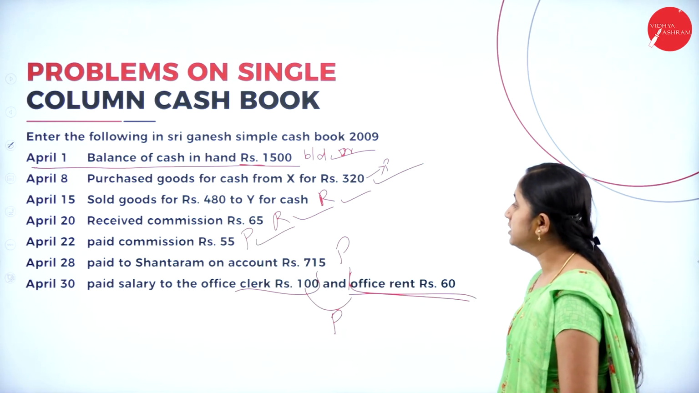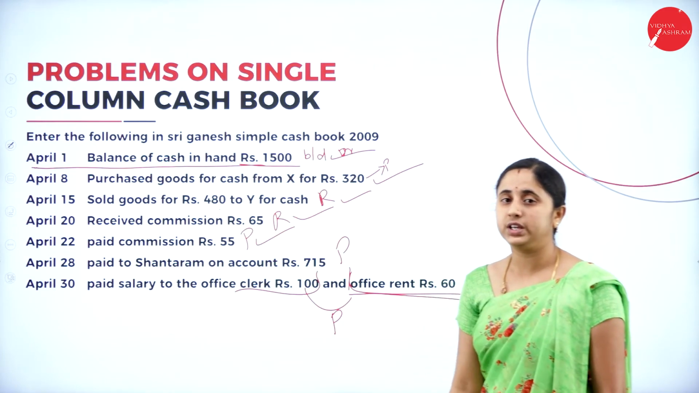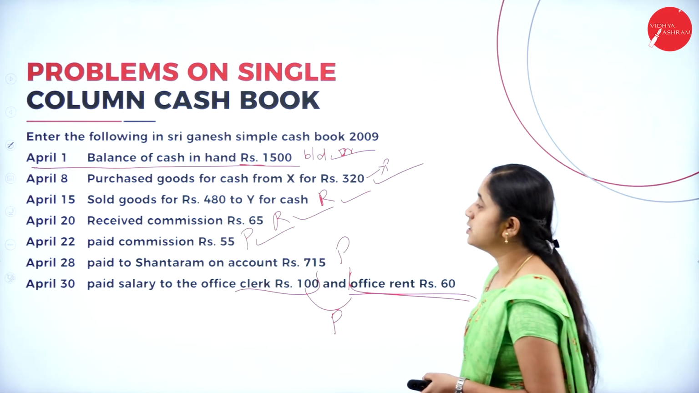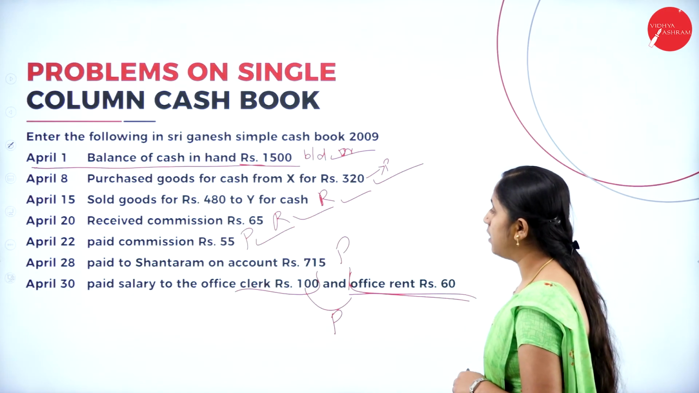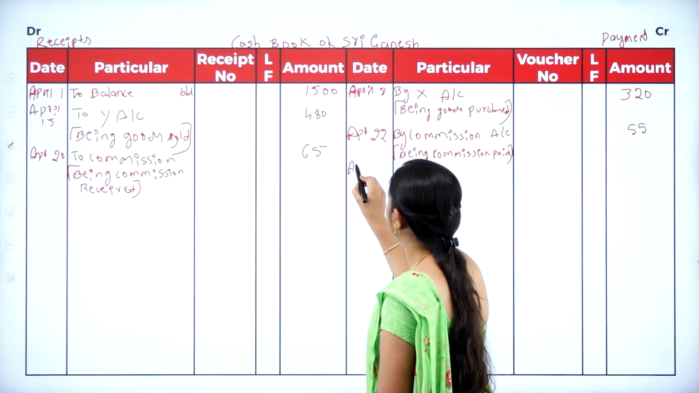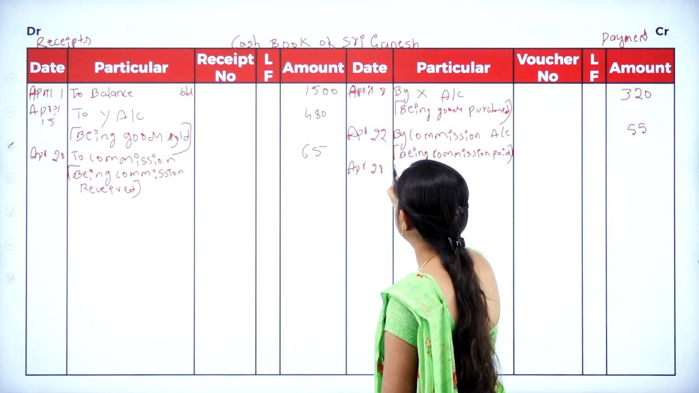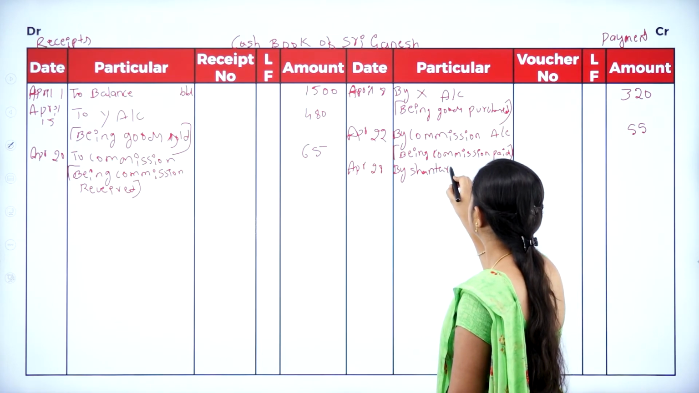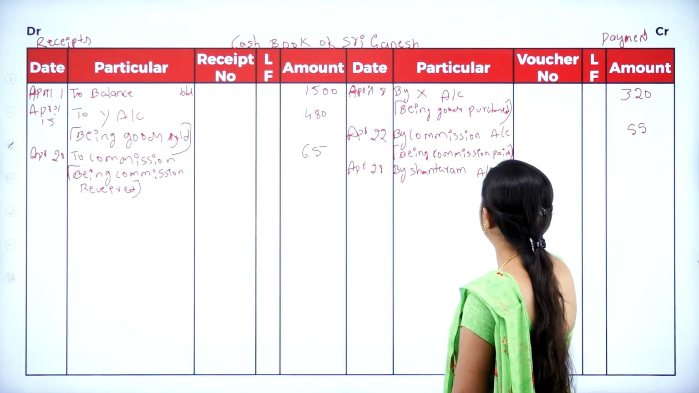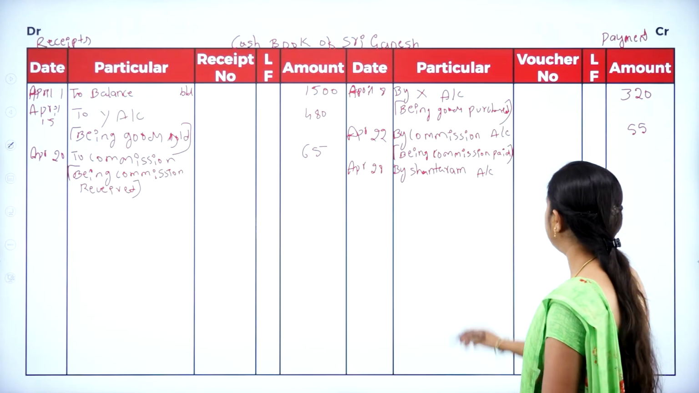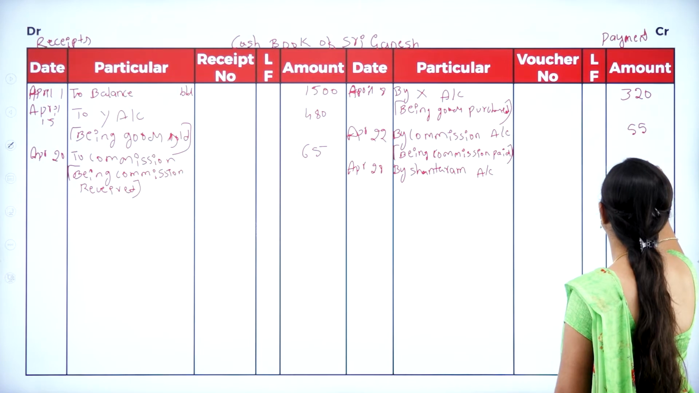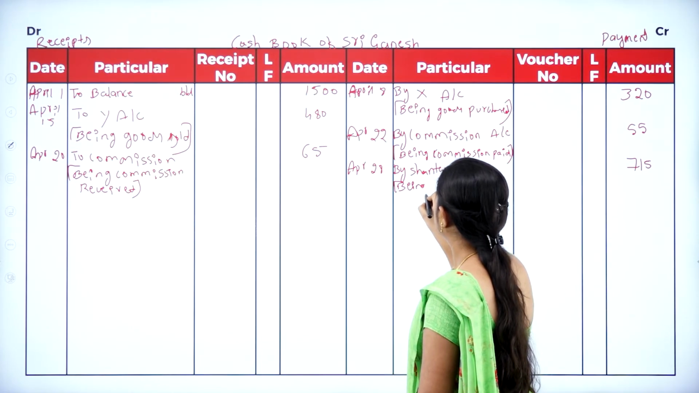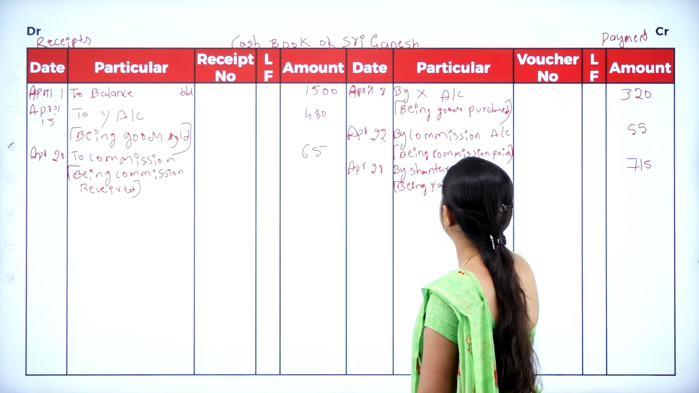Next, paid to Shantaram on account rupees 715. That means payment to Shantaram. This is the payment. So write in the credit side April 28th, by Shantaram account rupees 715, being paid to Shantaram.